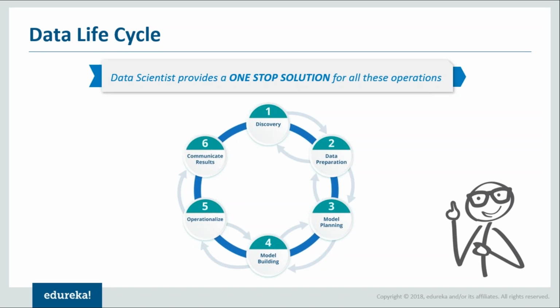So let me discuss the life cycle of data, or the phases data actually goes through. A data scientist provides a one-stop solution to all these operations. These operations are discovery, data preparation, model planning, model building, operationalize, and then communicating the results. Let us discuss all these operations one by one. The first two steps are data discovery and data preparation.